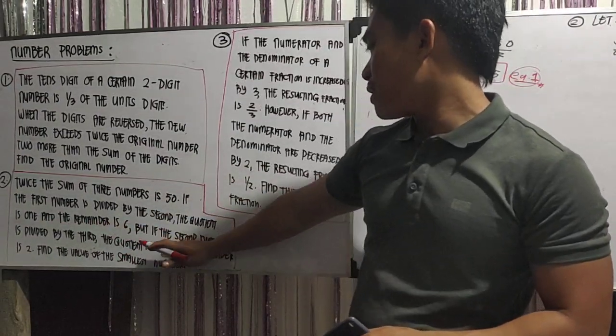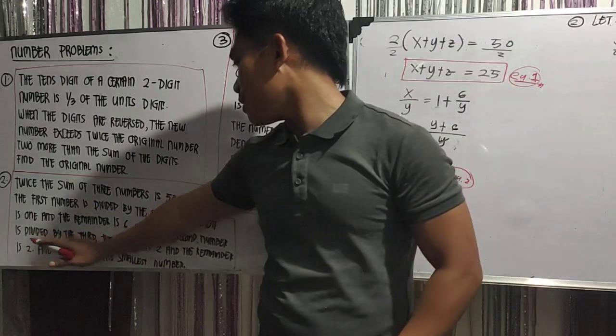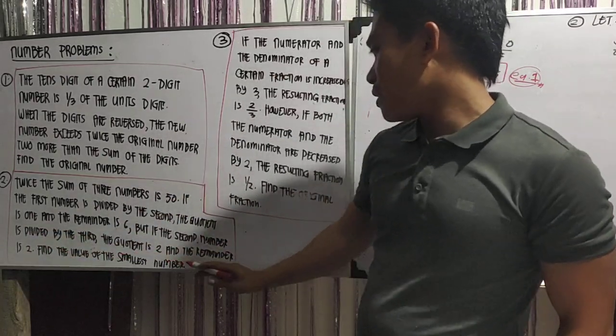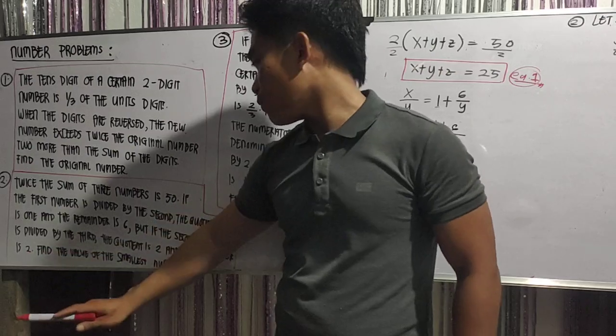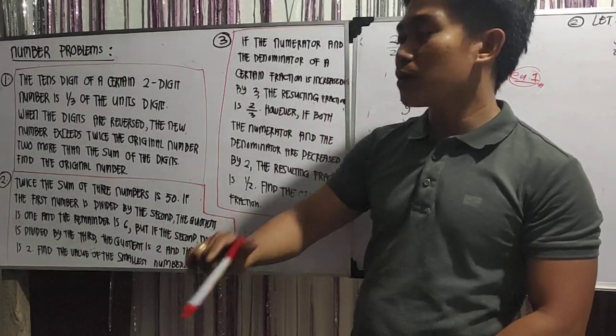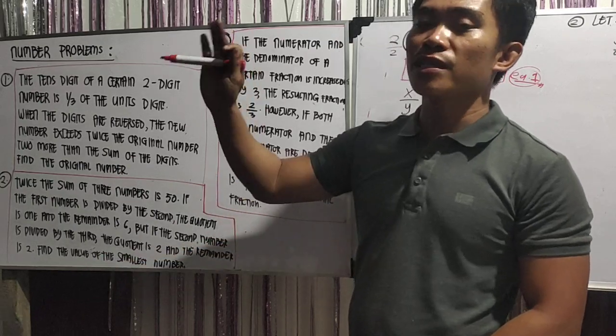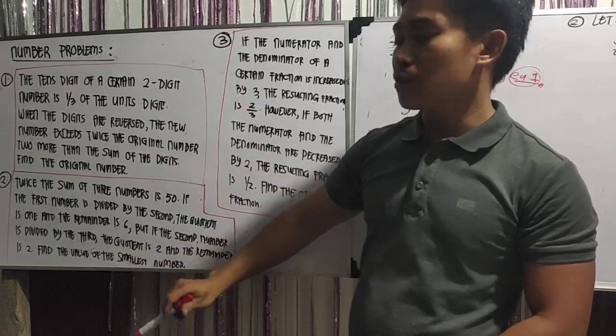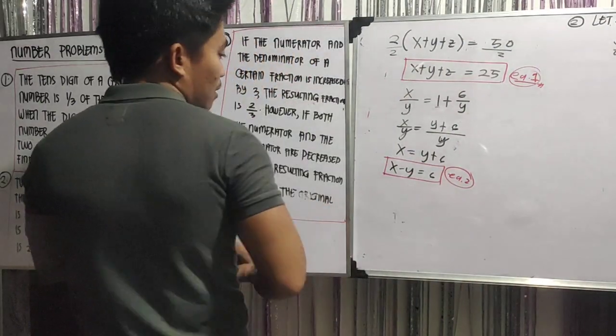And lastly, if the second number is divided by the third, the quotient is 2 and the remainder is 2. So, find the value of the smallest number. So, yung smallest number yung hinahanap dito. If we solve x, y, and z, hanapin natin yung smallest number. So, yun yung sagot.